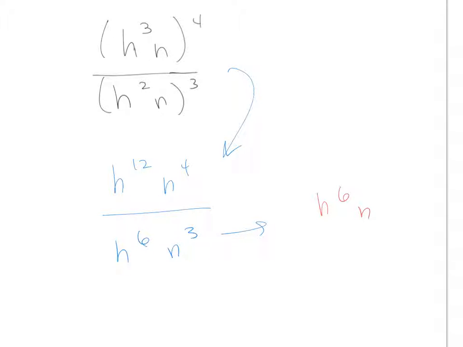Did you all get h to the 6th n? H to the 6th n? If not, take a look up and see where you made your mistake. It's really a power to a power, isn't it? And it's distributing that power at the same time. So you are using 3 rules here at once. It's a power to a power, which means multiply. There's a product inside of here with a power, which means you have to kind of like distribute that. And then the quotient rule afterward.